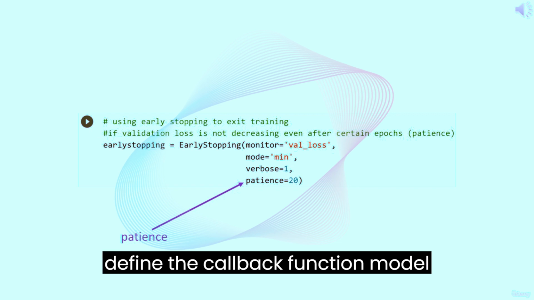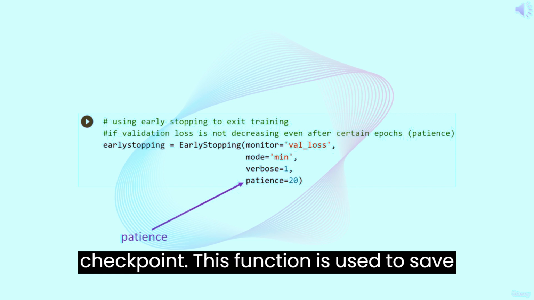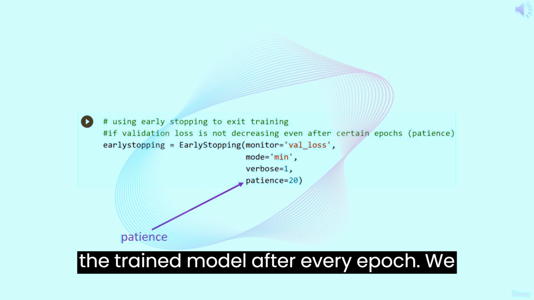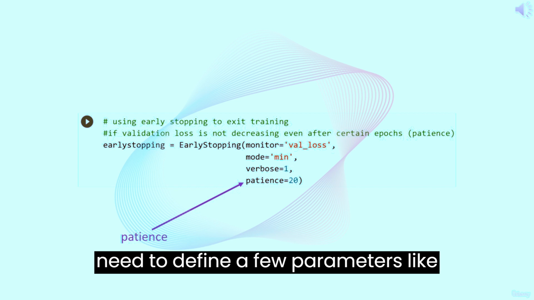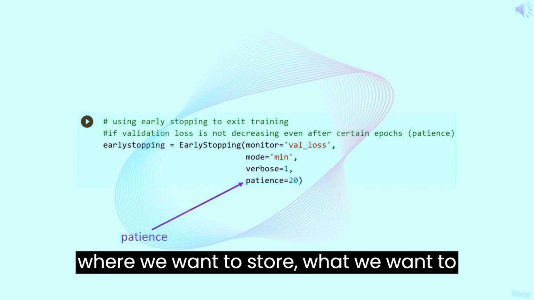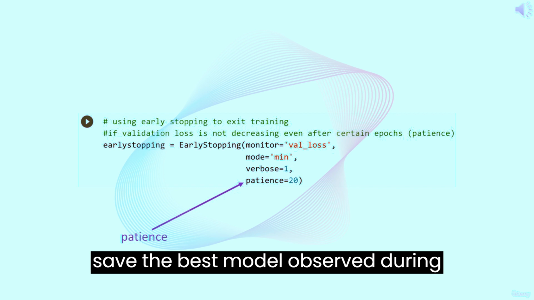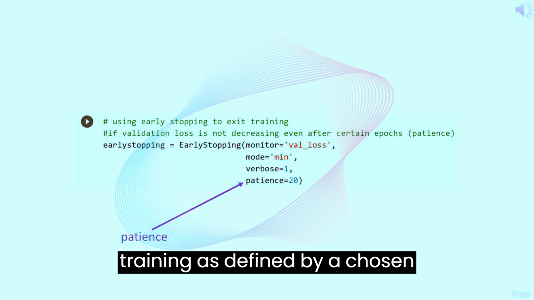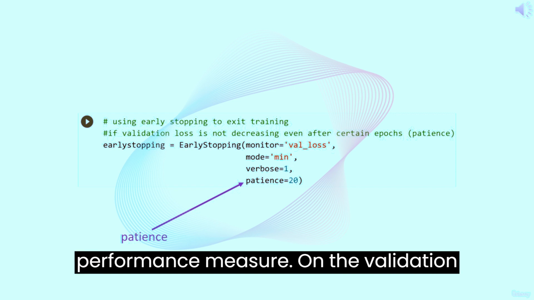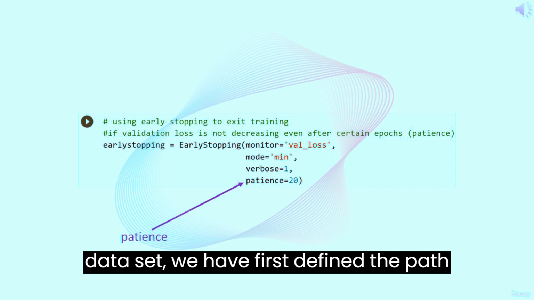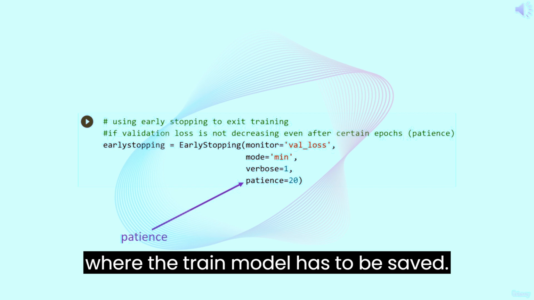After that, we define the callback function model checkpoint. This function is used to save the trained model after every epoch. We need to define a few parameters like where we want to store, what we want to monitor, etc. In this case, we will save the best model observed during training as defined by a chosen performance measure on the validation dataset. We have first defined the path where the trained model has to be saved.